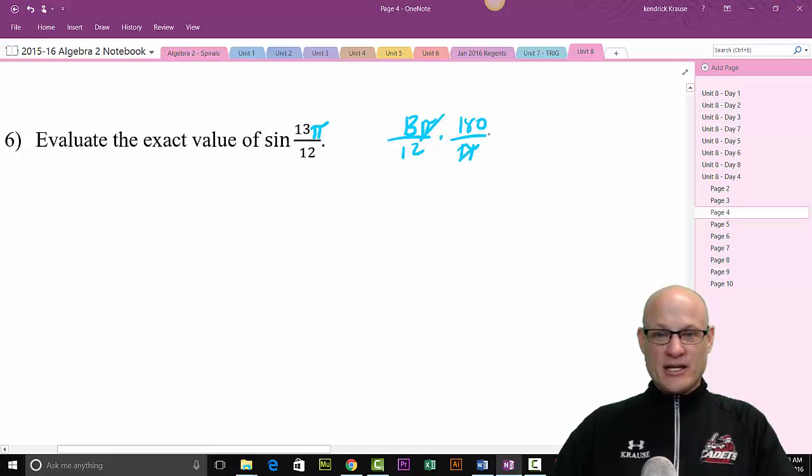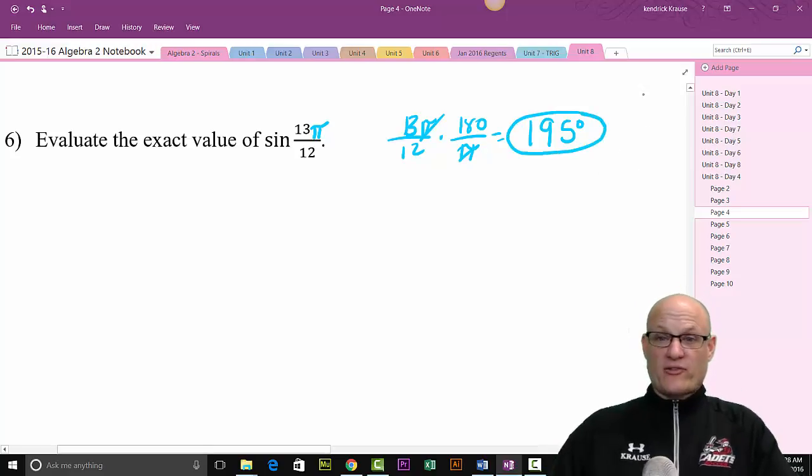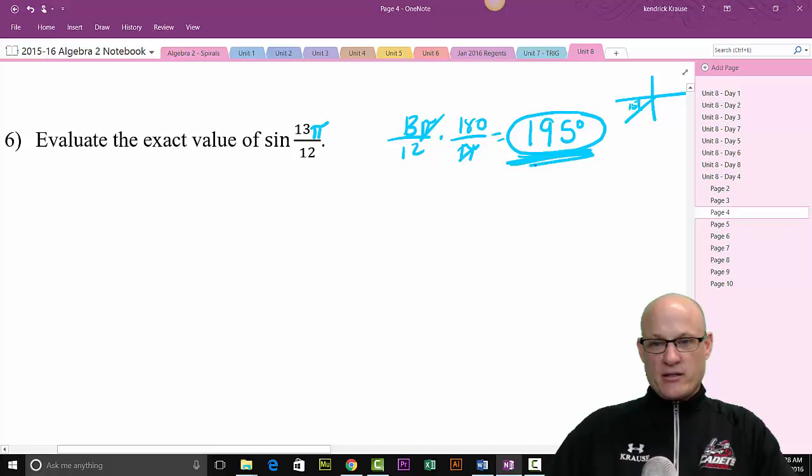Pi's cancel. And I end up with 195 degrees. Let's see. Maybe that's an angle I like. If that's an angle I like, I'm finished. Let's see. 195, that's right here. That'd be 15 away from 180. It's not one I like. So I have to make 195.